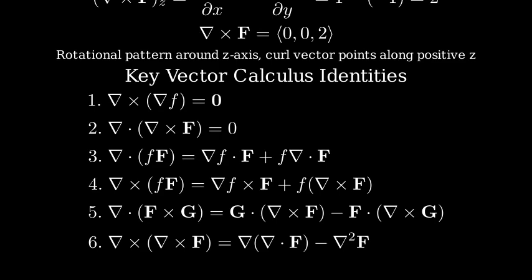5. For the divergence of a cross product, del dot (F cross G) equals G dot (del cross F) minus F dot (del cross G). 6. And for the curl of a curl, del cross (del cross F) equals del (del dot F) minus del squared F.